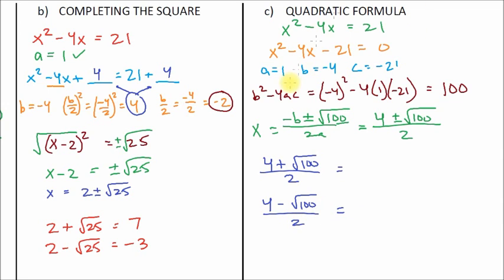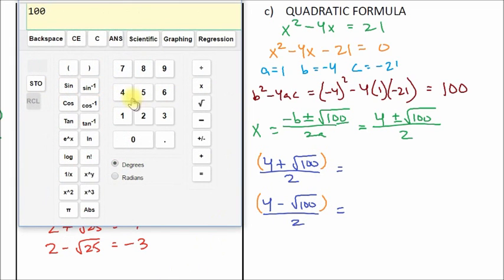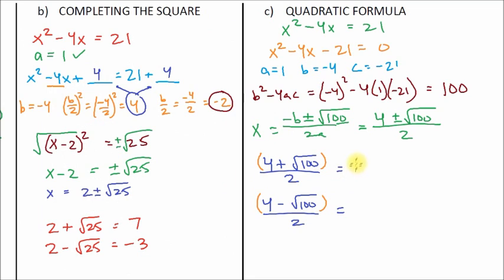Now remember what I've taught you. If you're going to put the whole thing in your calculator, don't forget to put the numerator in parentheses. Let's do one of these. So I'm going to put parenthesis 4 plus the square root of 100. Now since my calculator adds a parenthesis, I have to close my square root and then close my numerator and then divide it by 2. Our first answer is 7. And if you put this in your calculator, you will get negative 3.